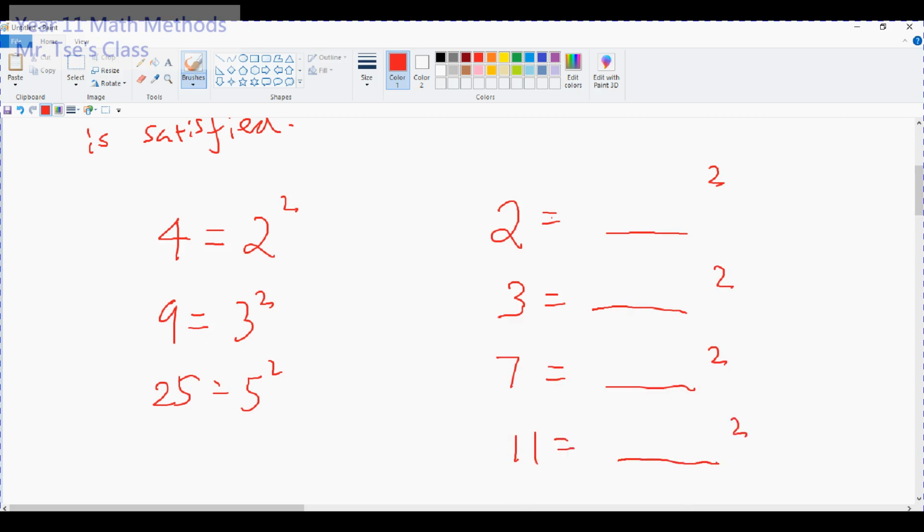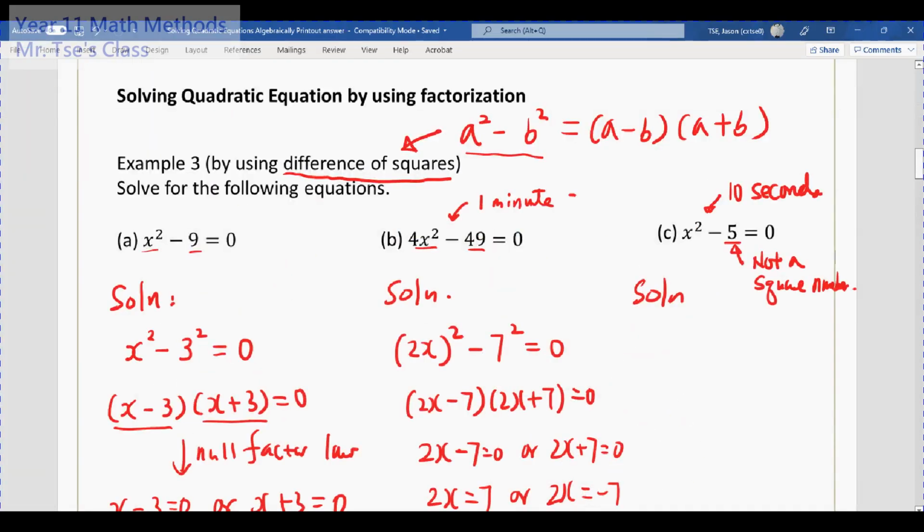You say, oh, it's impossible because 2 is not a square number, but that's where we use the square root sign. If you have the square root sign, that means the square root of 2, which is just not a whole number, but it's a number. So square root 2 squared will become 2. How about 3? Why don't we just write square root 3? Square root 3 squared equals 3. That's the definition of square root, and likewise square root 7 and square root 11. So that's the key idea.